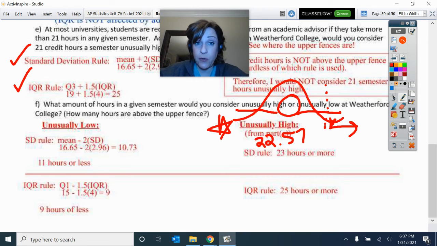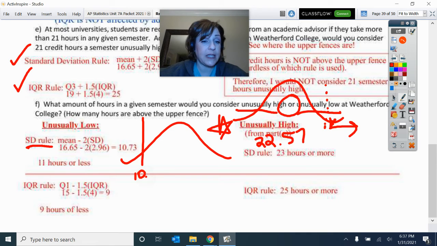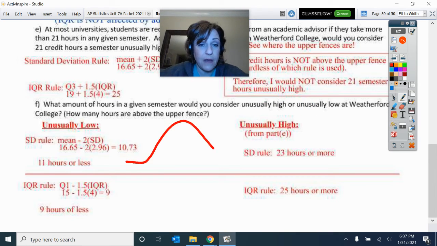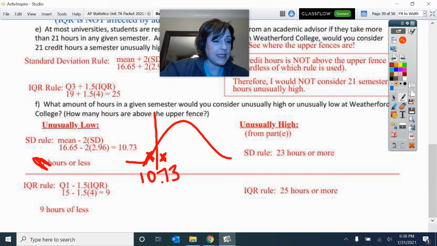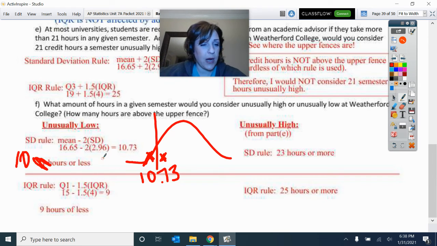Now, let's talk about the lower fences. For the standard deviation rule, we would do mean minus 2 standard deviations. That was a fence at 10.73. So 10 hours. Ooh, that's wrong there. 11 hours isn't an outlier, because if you have your fence at 10.73, 11 hours is just inside the fence. So actually 10 hours or less. I need to fix that answer key. 10 hours or less is a lower outlier.